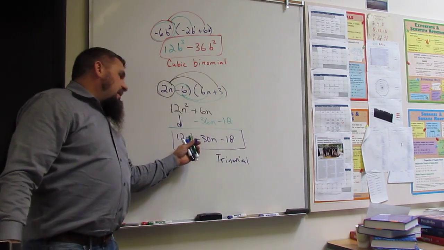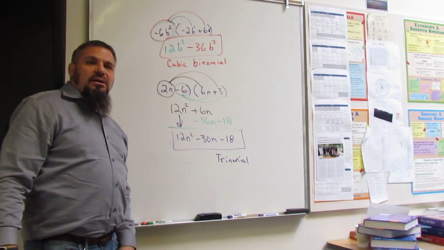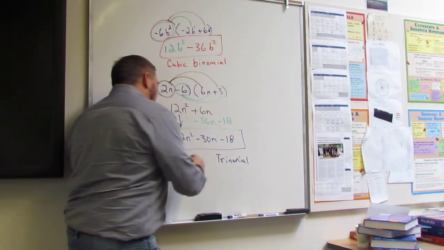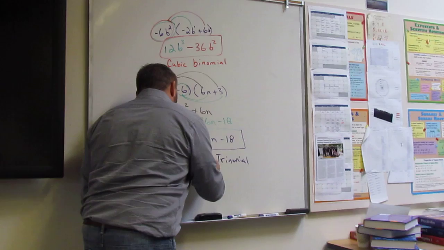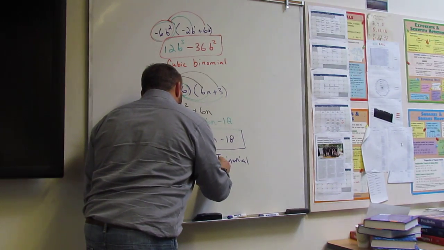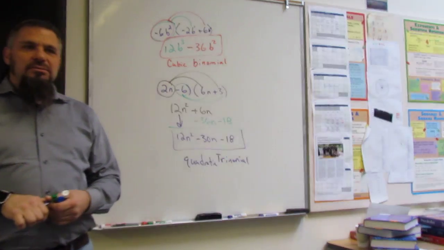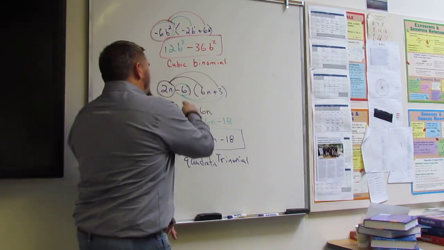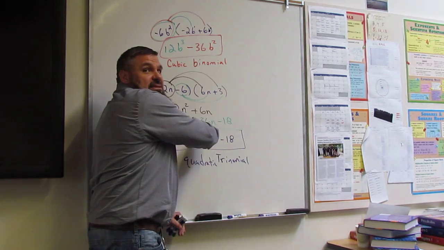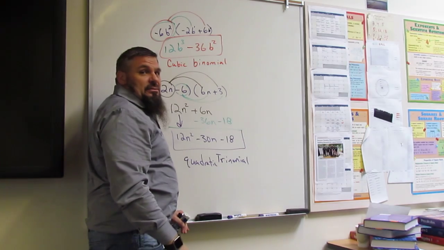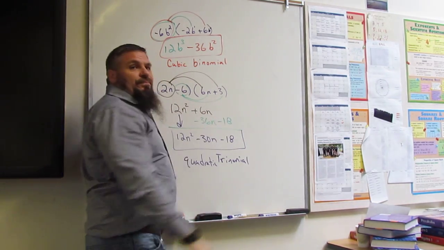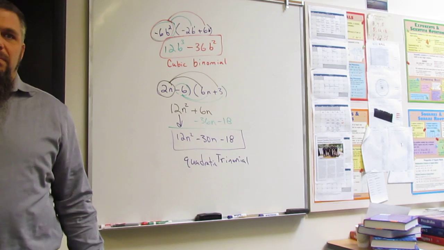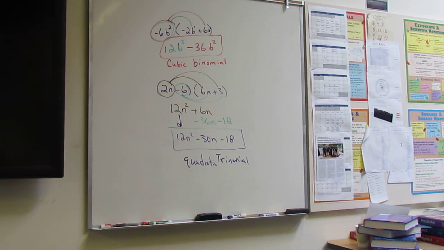Right? And this second degree tells me that it's a quadratic. A quadratic trinomial. Where do you get the 36n from, the 6 times 6n? Yeah, so the negative 6 times the 6n is negative 36n. Right? A negative and a positive make a negative. So far, so good?